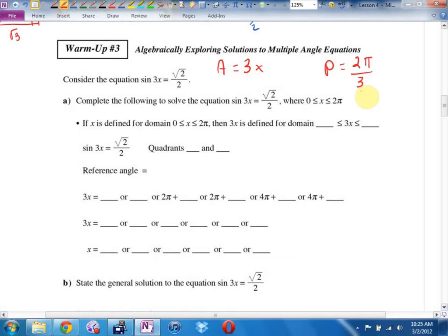So I'm going to solve sine A equals root 2 over 2. By the way, root 2 over 2 is really the same as 1 over root 2. How many root 2's in the bottom? 2, because it's a root 2 squared. How many root 2's on the top? 1. How many left? 1 on the bottom. So I'm going to solve this.